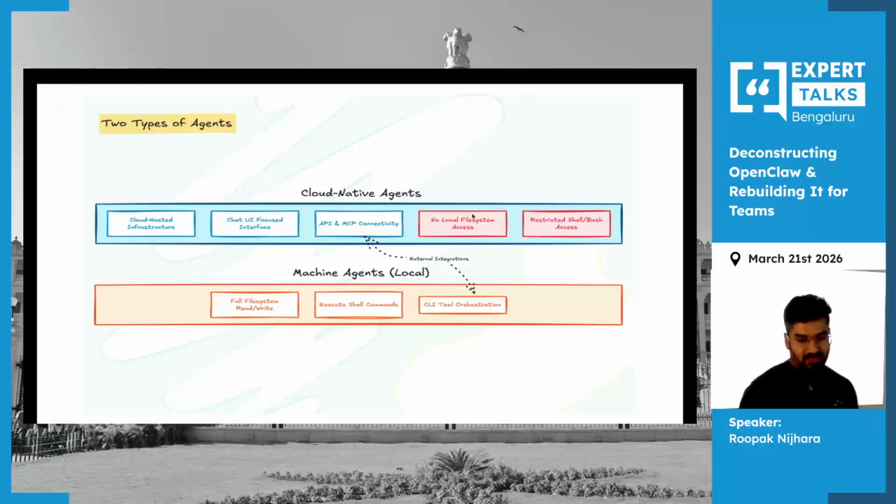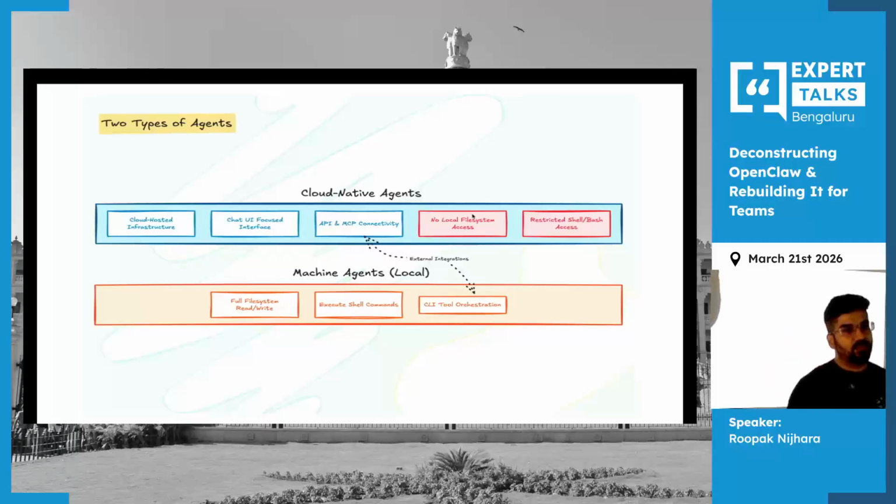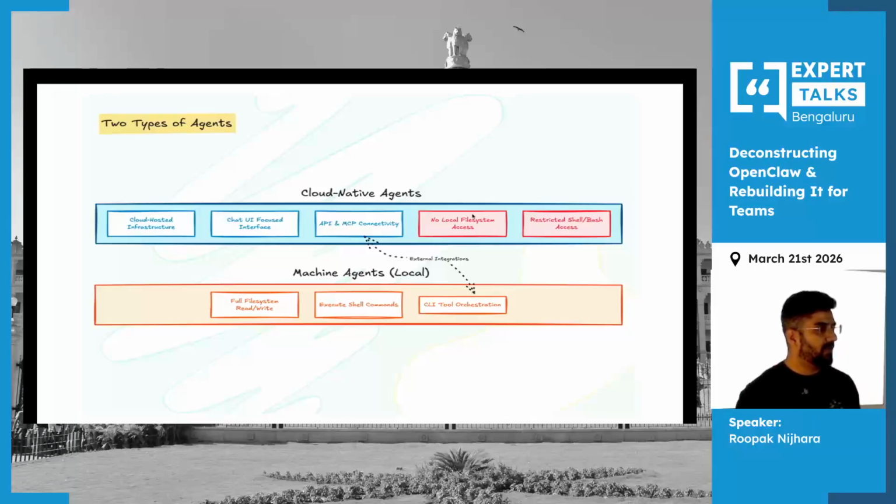So that's where machine agents, I'm calling them machine agents. These are not established names. I'm just trying to put a divide so that we can arrive at OpenClaw. So machine agents would be the ones which run on your machine or some machine, have access to the bash, have access to the file system, and can write code, execute code on that machine, right? So full access.